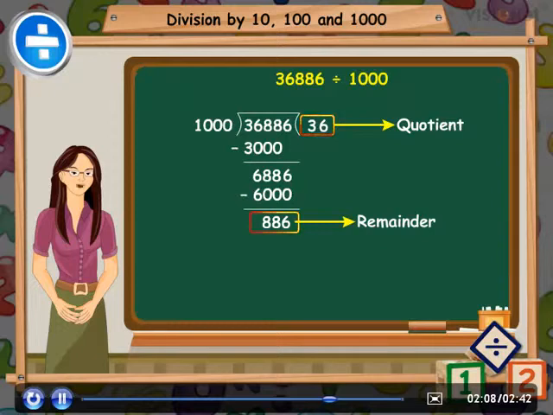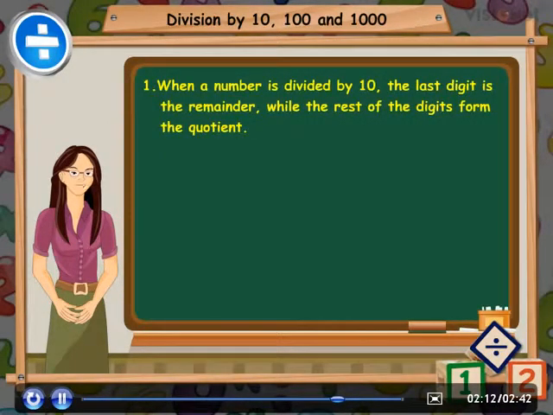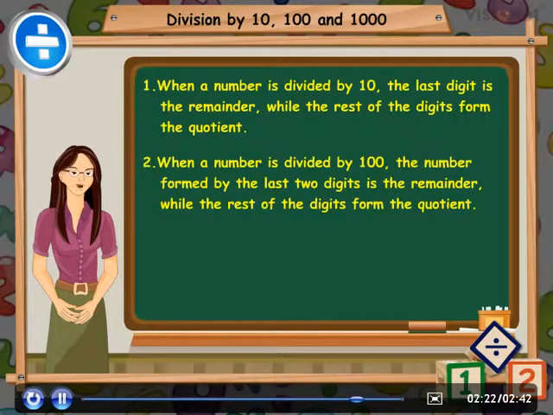So from the above examples, we conclude that when a number is divided by 10, the last digit is the remainder, while the rest of the digits form the quotient. When a number is divided by 100, the number formed by the last two digits is the remainder, while the rest of the digits form the quotient.